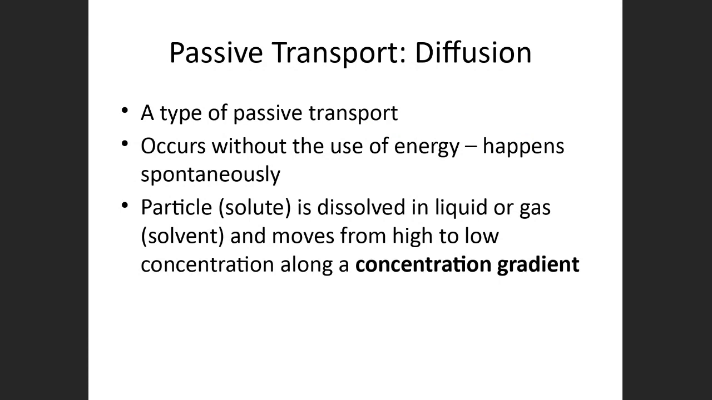So a particle, and the particle here is the solute, can dissolve into a solvent. So a solvent could be a gas, or a solvent could be a liquid. So if you're making salt water, salt would be the solute and the water would be the solvent, and it ends up being salty water, right? Or you can make sugar water. And when you do this, that solute is going to move from where there's a high concentration of it to where there's a low concentration of it, so that it's even. Things are going to even out when they're diffusing.